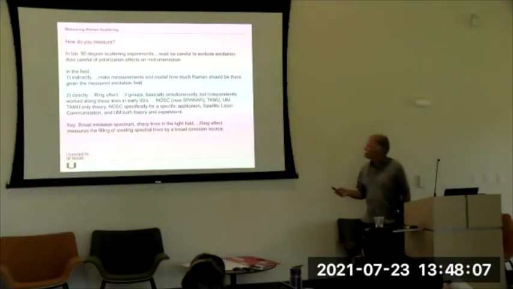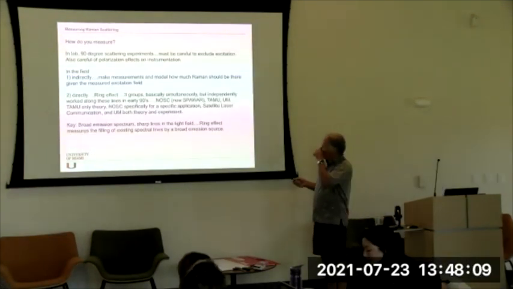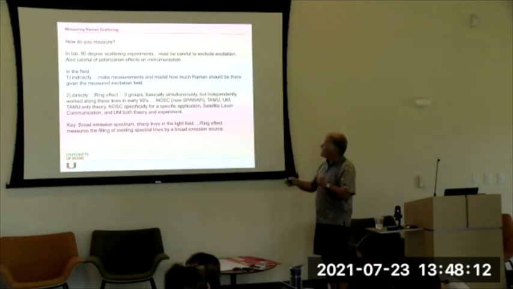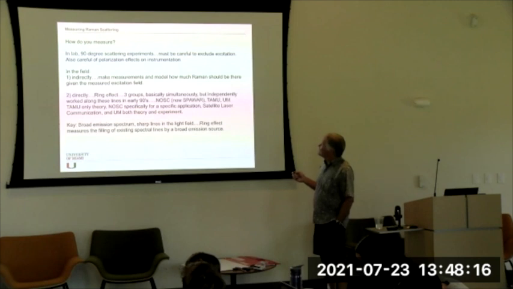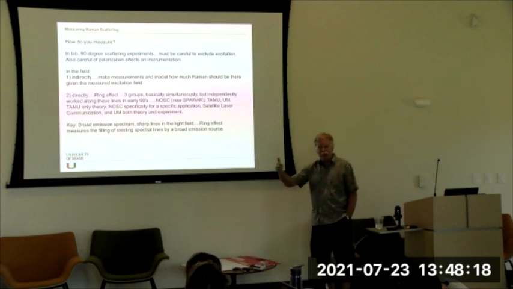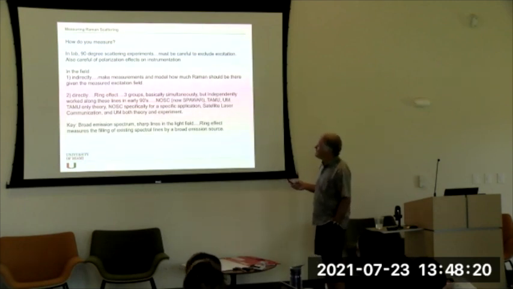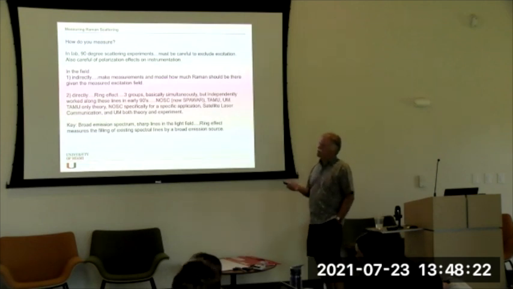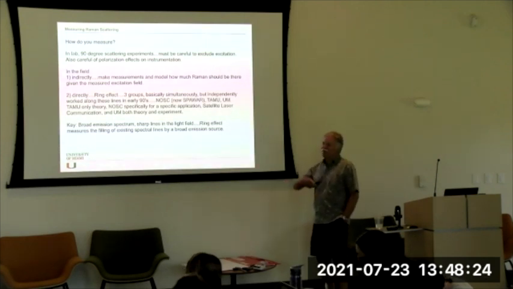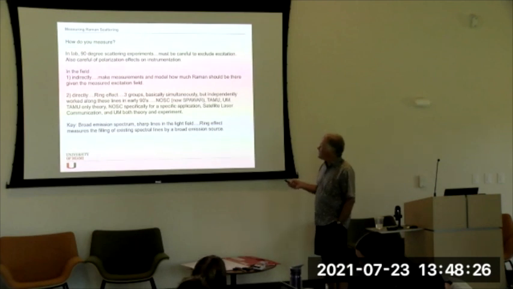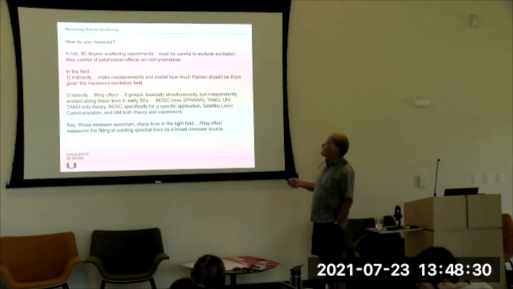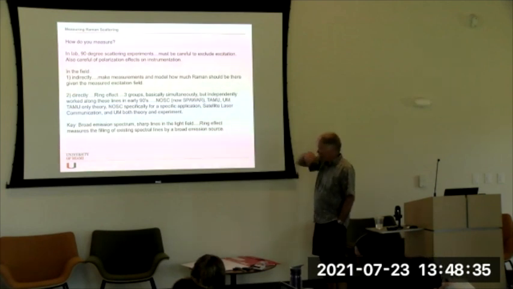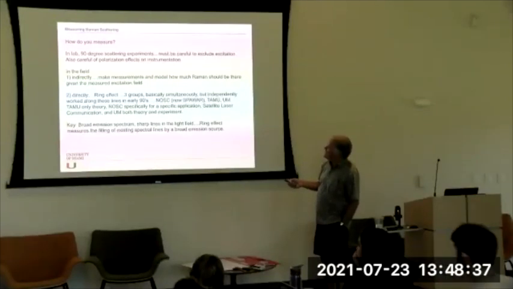So how do you measure it? In the lab, there's a few ways. In the lab, you take 90-degree scattering experiments. You have to be really careful to exclude the extinction because it is a factor of 10 lower than Rayleigh scattering, but even Rayleigh scattering is hard to measure in the lab because it's hard to make the water clear enough or take the particles out enough. You have to be careful of polarization effects in the instrumentation. We can talk about that maybe when we talk about polarization.